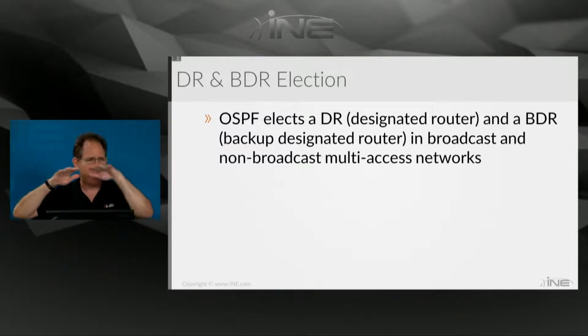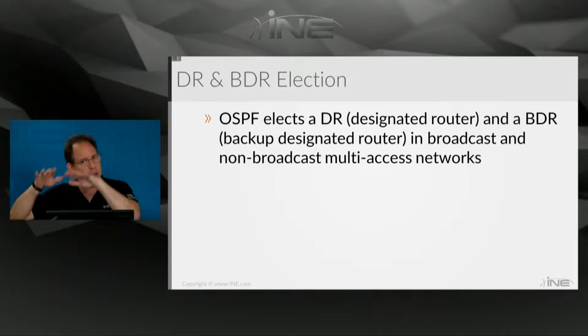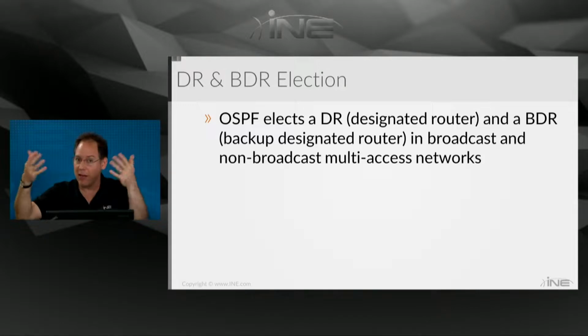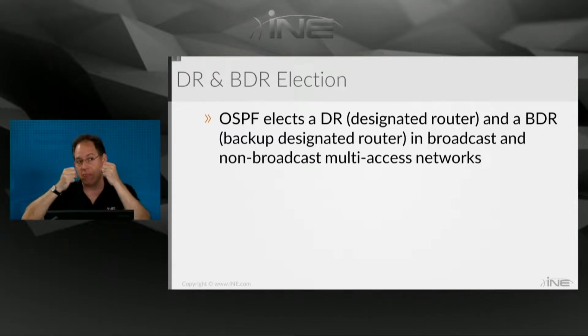What's one thing that makes them different from each other? Some of those encapsulation types were built around the assumption that I could put one frame on the wire and multiple devices could see that one frame. Like Ethernet, right? That's the nature of Ethernet. You can put one frame on there and everybody will see it.